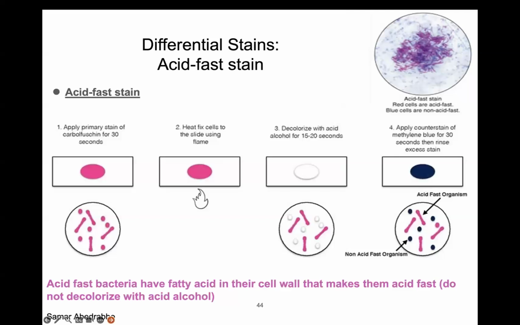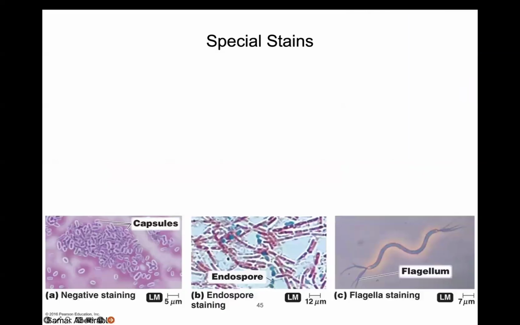So in this method, you apply your primary stain, carbofuchsin, which penetrates the waxy cell wall. After decolorization with acid alcohol, only acid fast stains stay pink and non-acid fast stains stain blue because you add a counter stain, which is also called a secondary stain that's blue.